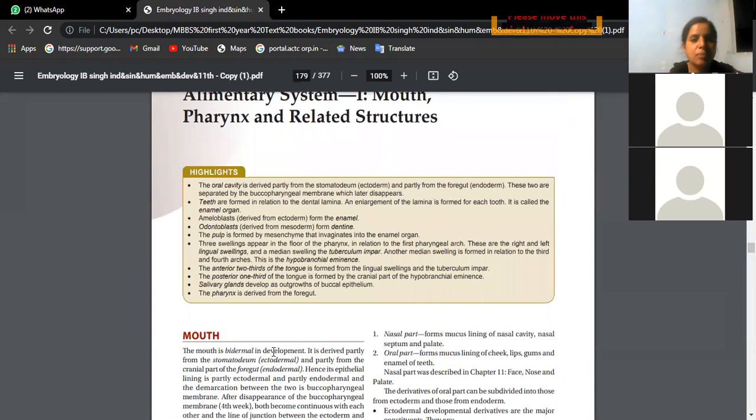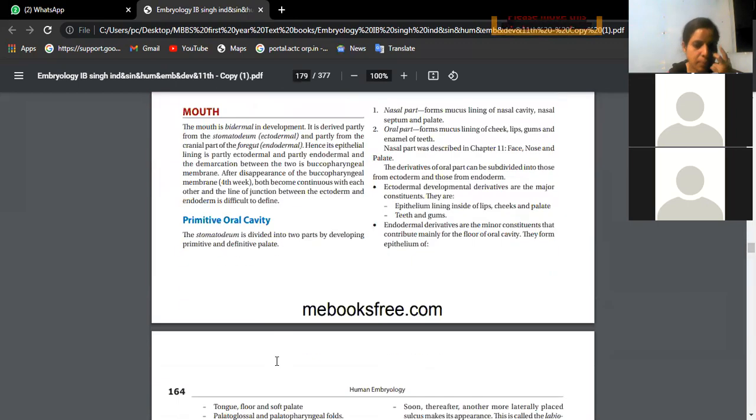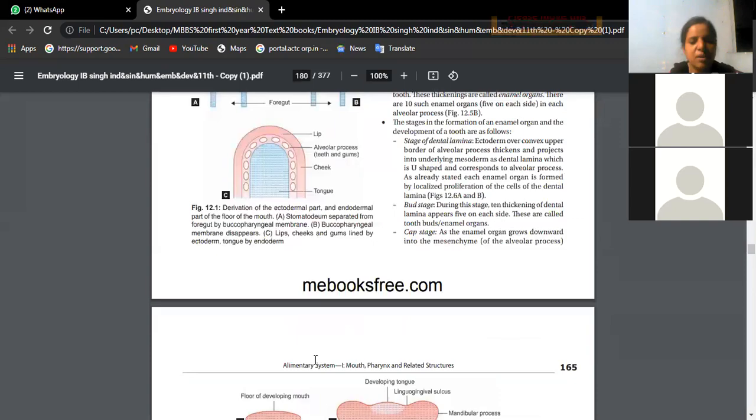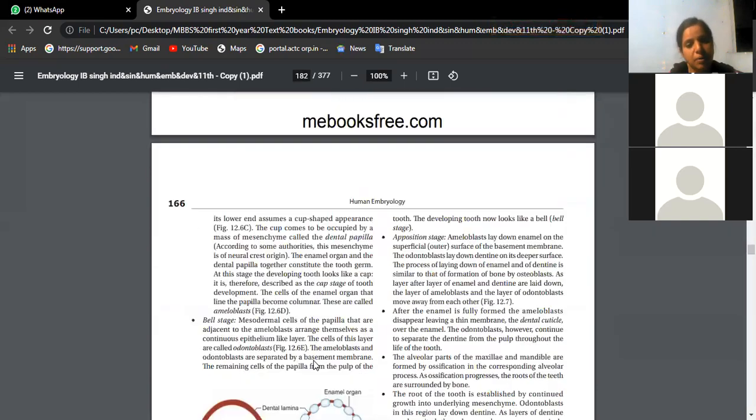Then we have the alimentary system. Here we have teeth and all, which is not required. Tongue development is important.